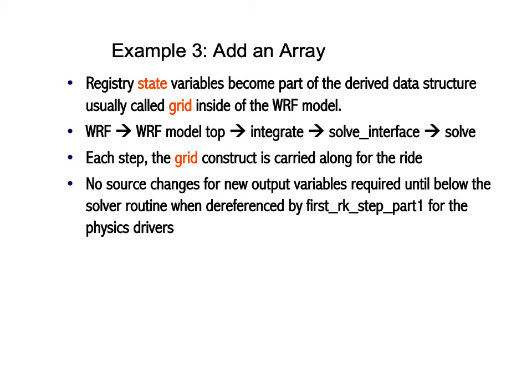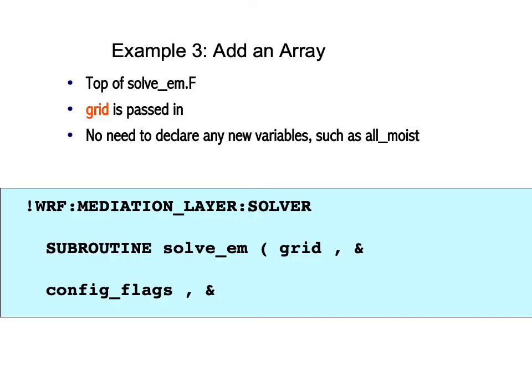The only time that we need to start passing the variable that we want around is when we no longer see grid passed into the subroutine that we want our variable into. So here is the top of, in the dyn_em directory, the subroutine called solve_em.F. Notice that the first argument in that subroutine is grid. So the grid structure inside there is going to have our all_moist variable, passed into solver. So there's no need for us to declare any new variables, particularly all_moist.